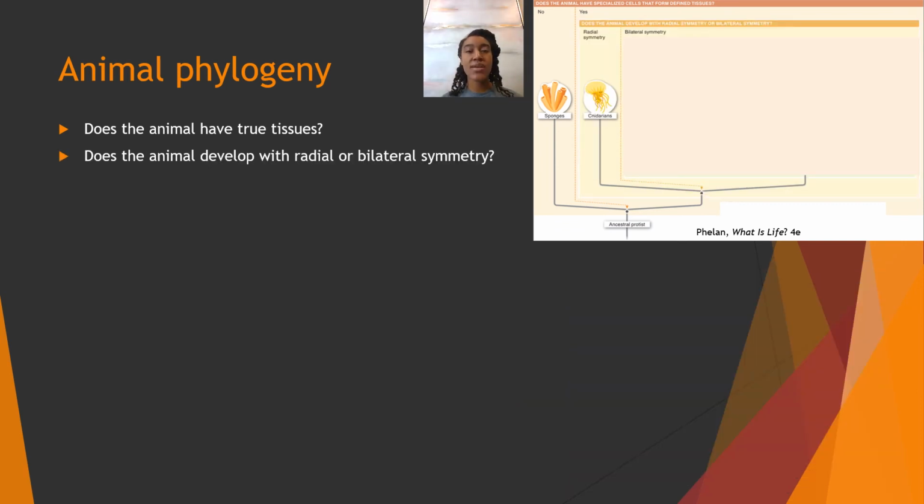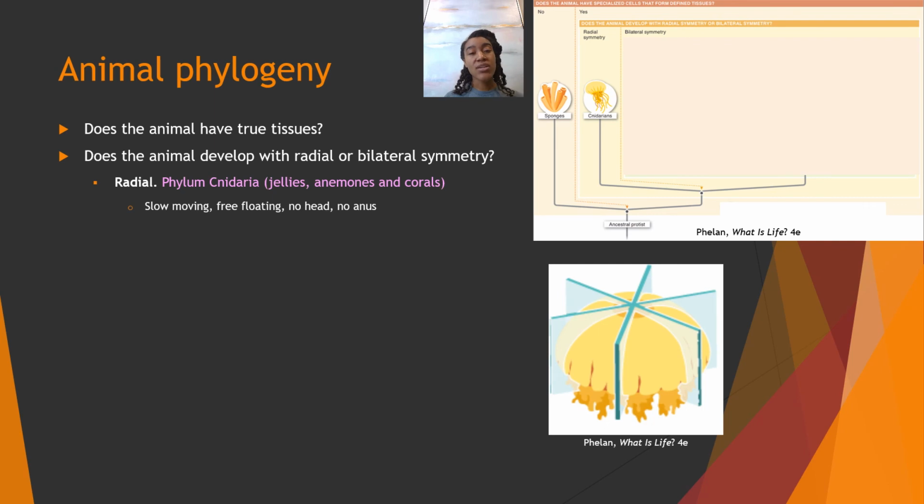Another question we can ask is, does the organism develop with radial or bilateral symmetry? And so what are those? Radial symmetry is when you can divide the organism with multiple bisecting lines and get two even, equal, mirrored parts. An example can be seen here with this jellyfish. I can divide a jellyfish this way, bisecting it and cutting it in half that way, and those two halves that I get will be equal mirrored parts.